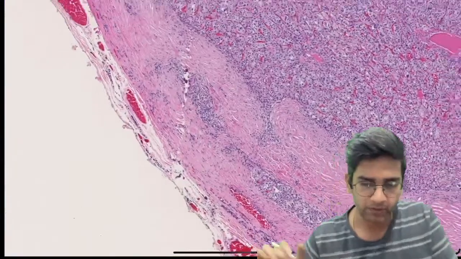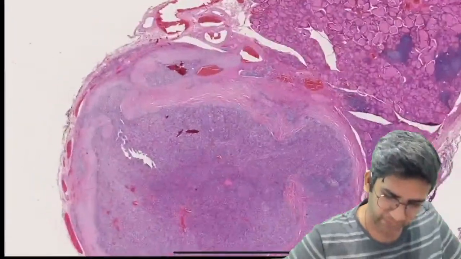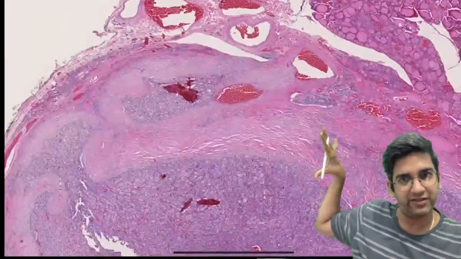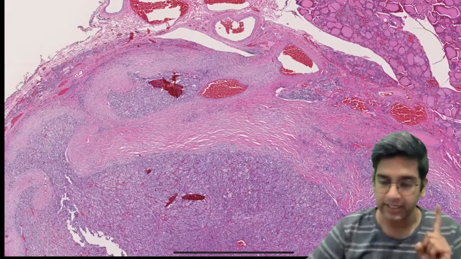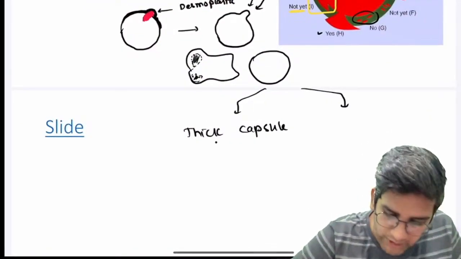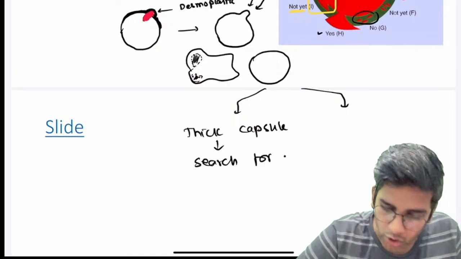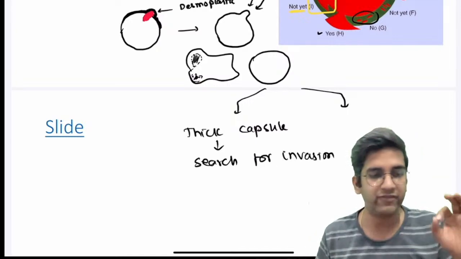Same image. This capsule is definitely thick, right? I cannot have a capsule this thick. It's huge. Think of a capsular invasion by default, right? A thick capsule is always a clue to search for invasion, or give multiple deeper sections. That has to be done. Never ever forget that.